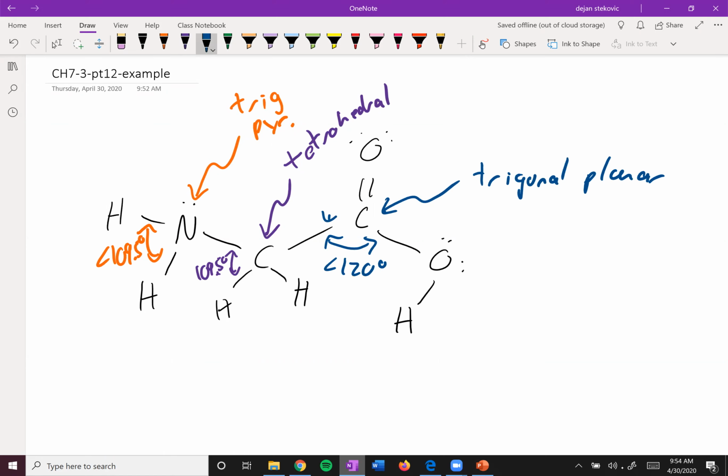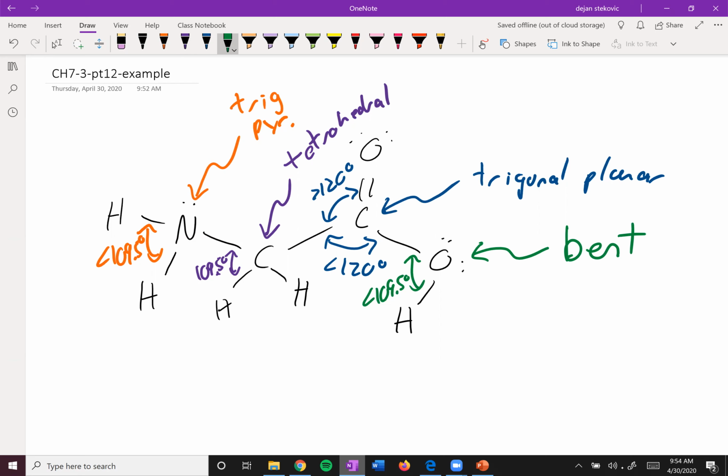And then finally, we have this oxygen, 4 things. So we're thinking electron geometry tetrahedral, but molecular geometry, 2 of them are lone pairs, and so we're thinking bent. And so this angle right here is less than 109.5 degrees.